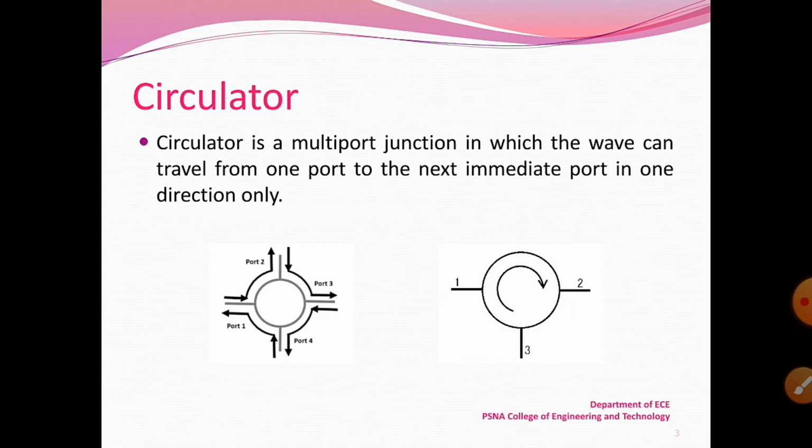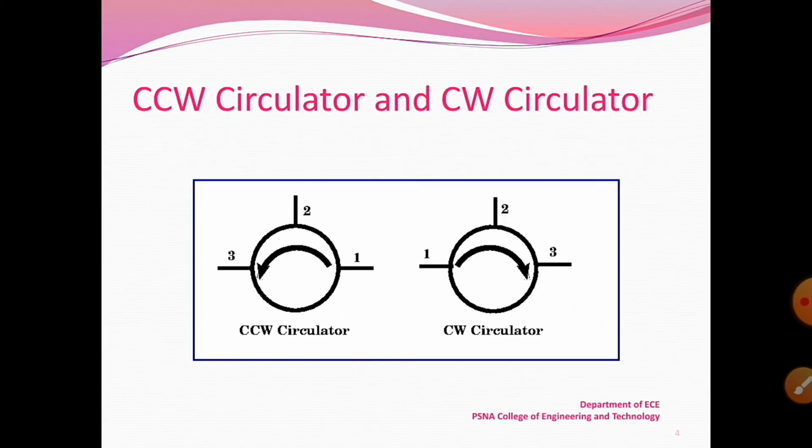So when I am giving the input at the port 1, the output will be obtained at the port 2. If I am giving the input to the port 2, the output will be obtained at the port 3, and if I am giving the input at the port 3, the output will be obtained at the port 1 for a 3-port circulator.